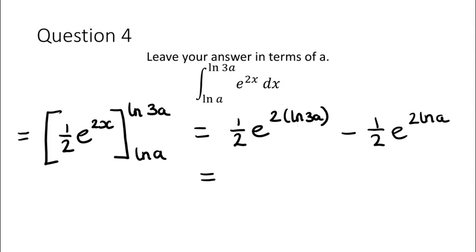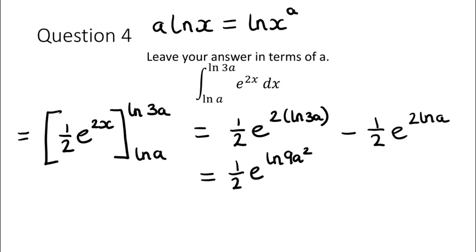And then, because this isn't just e to the natural log of something, I'm going to use the third law of logarithms, the power law, whatever you prefer to call it, to bring this 2 up as the power. Which means I need to square my 3a. So the 3a is going to get squared to make that 9a squared. Just one to remember from your laws of logs.